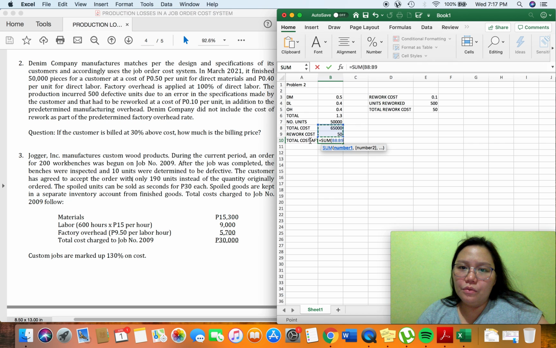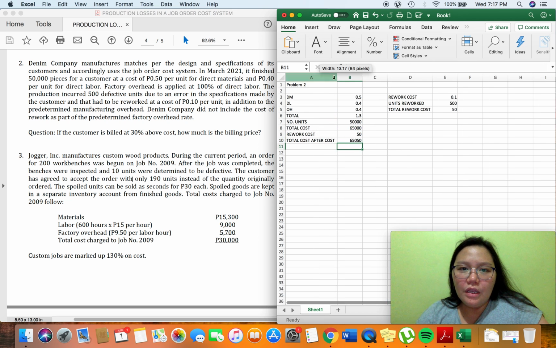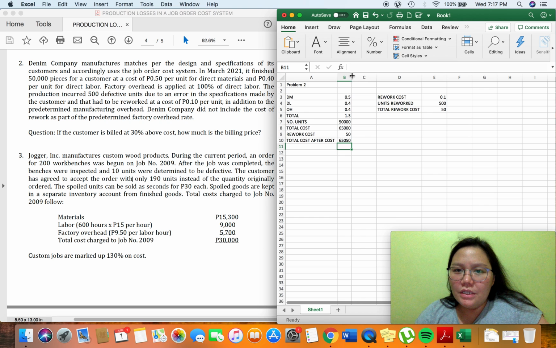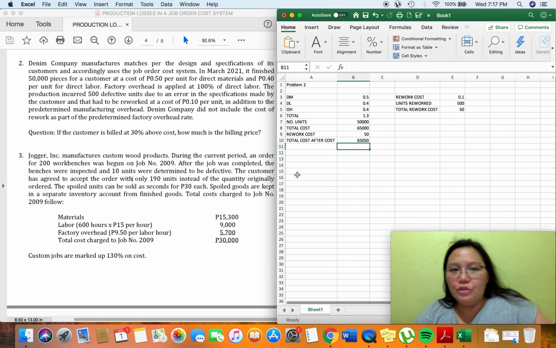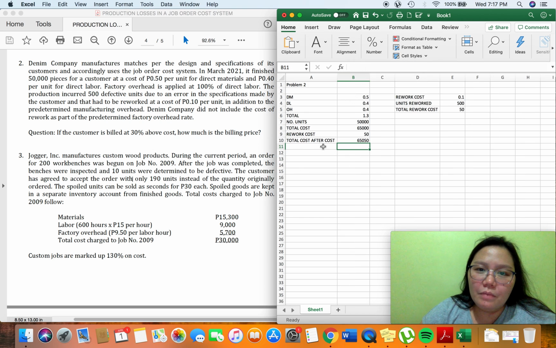Is now equal to 65,050. Okay? Now, this is not yet the final answer because we are asked for the billing price, diba? So usually, it depends on the contract, diba, that we've made with our customer.